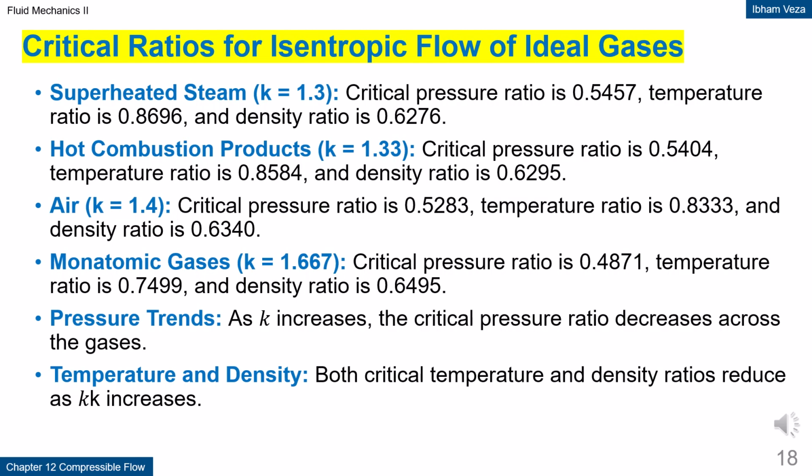Critical ratios for isentropic flow of ideal gases. As the value of k increases, the critical pressure ratio tends to decrease. The same trend is observed for the critical temperature ratio. However, the density ratio does not change drastically among gases. This shows that thermodynamic properties strongly influence compressible flow behavior. Understanding this table helps in selecting the appropriate gas model in engineering analysis.